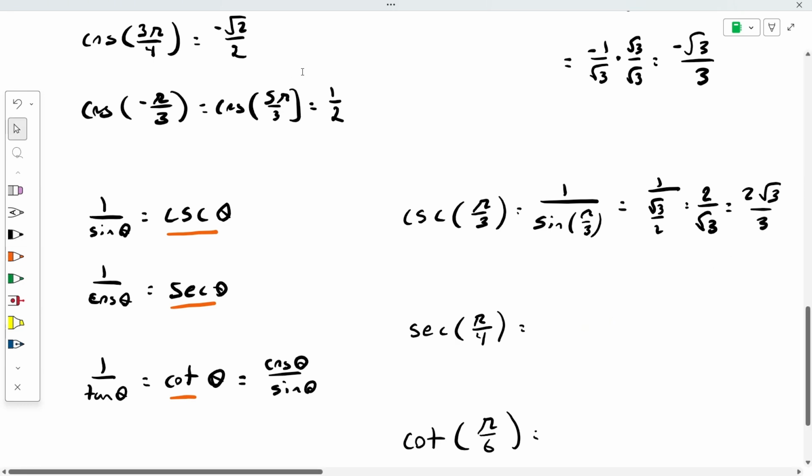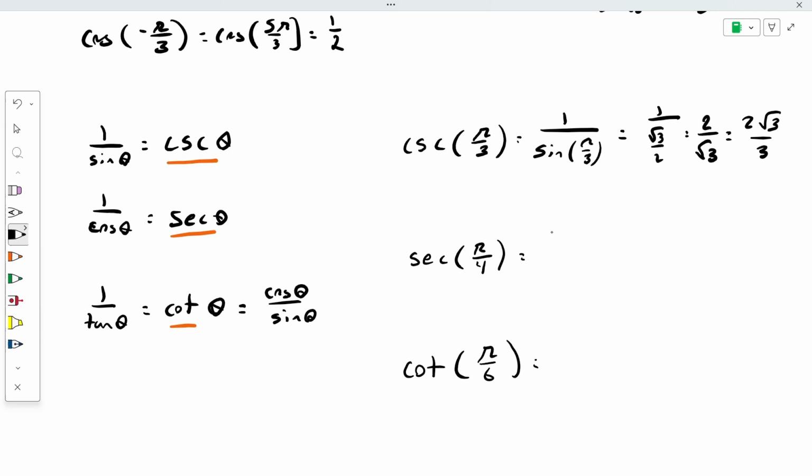Okay, and for secant, kind of same thing. We can just say 1 over cosine of pi over 4. Okay, and so cosine of pi over 4 is just square root of 2 over 2. We can use a unit circle to find that. And this is the same thing as 2 over square root of 2. But then we don't want to leave this in the bottom. We can multiply by square root of 2 over square root of 2, and we get 2 times square root of 2 over 2. And then these actually cancel, and we're just left with square root of 2.